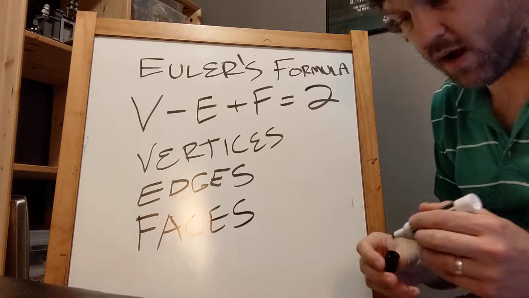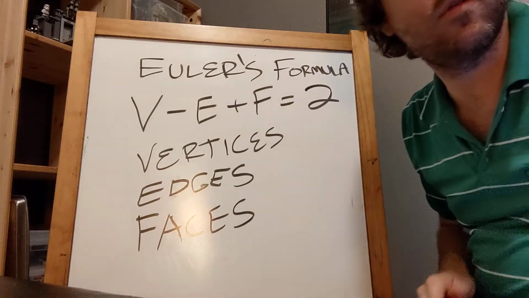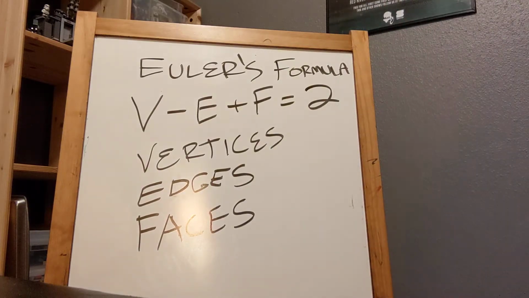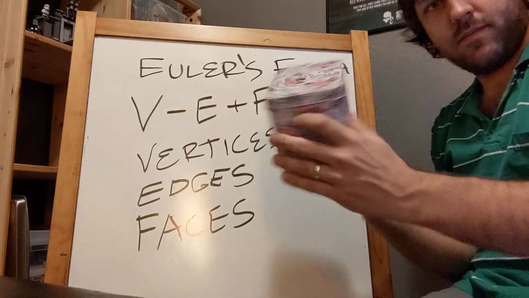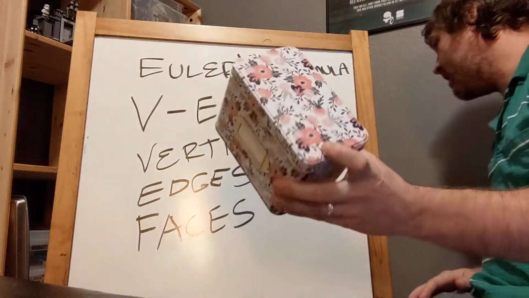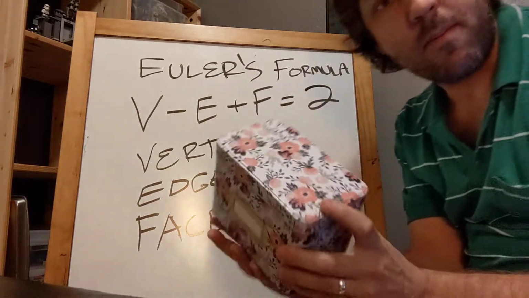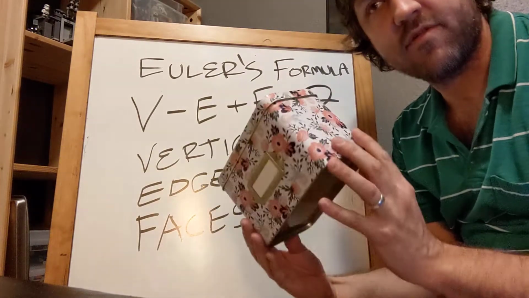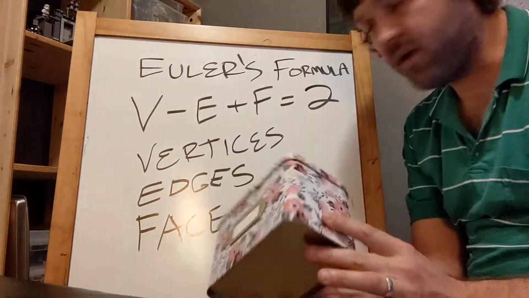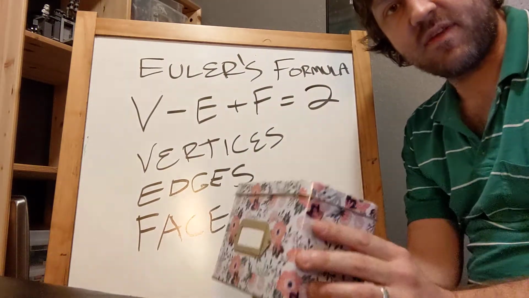I'm going to grab something for us to use for this example. Give me just a second. All right. I'm going to use this box as my example. It's maybe not the best option, but that's okay. That's what I have. Looking at this, we want to count the number of vertices, edges, and faces that there are in this box.